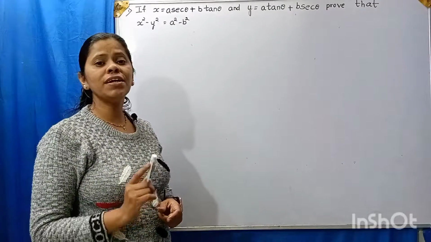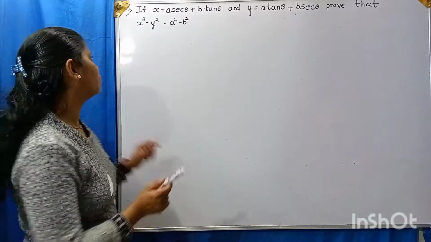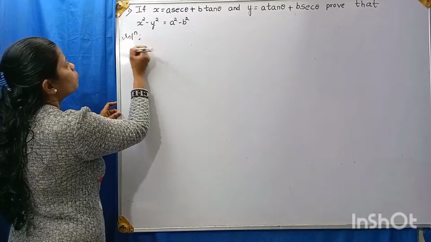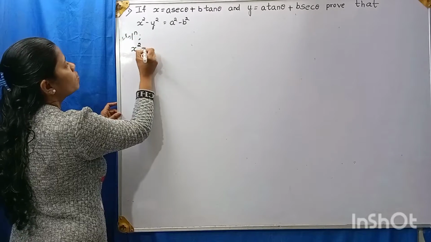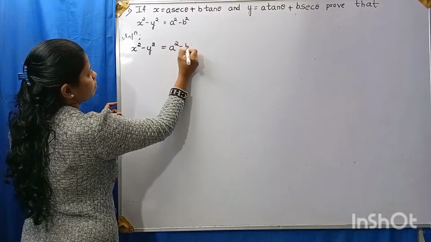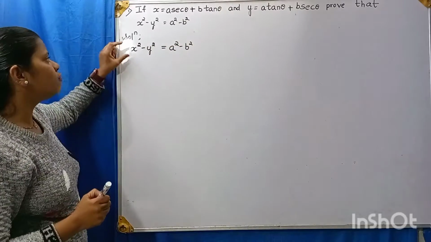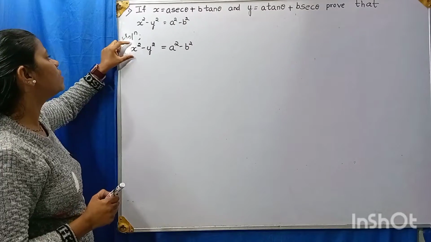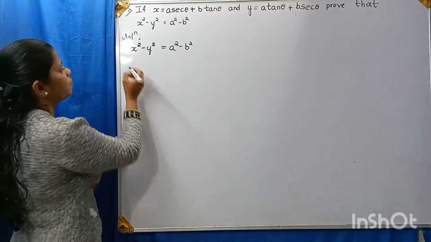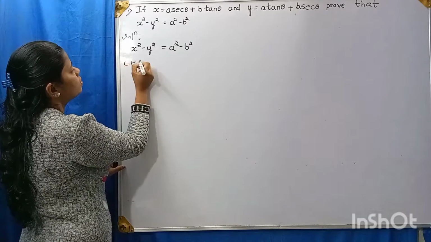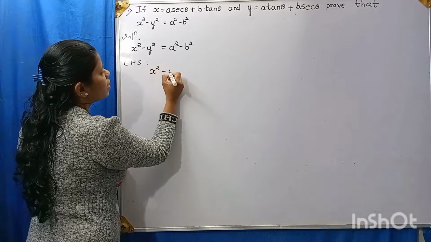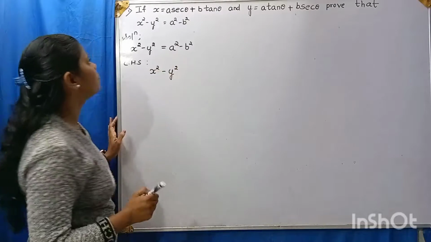First, let me write what we have to prove. Solution. We have to prove that x square minus y square is equal to a square minus b square. Now first let me write only the LHS, that is x square minus y square. What is the LHS here? X square minus y square, right?